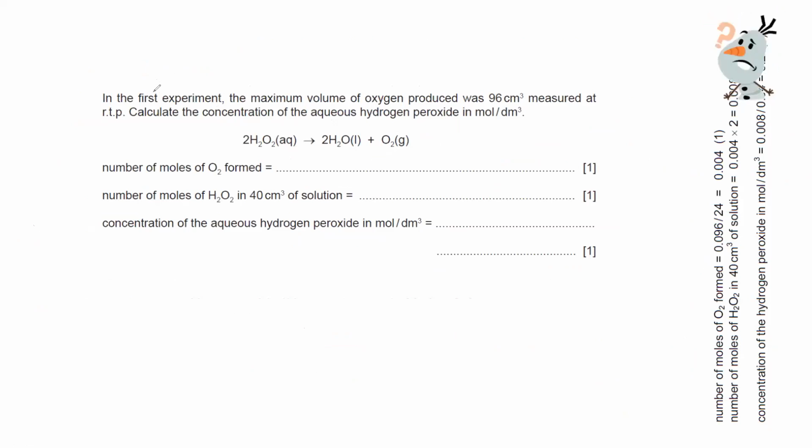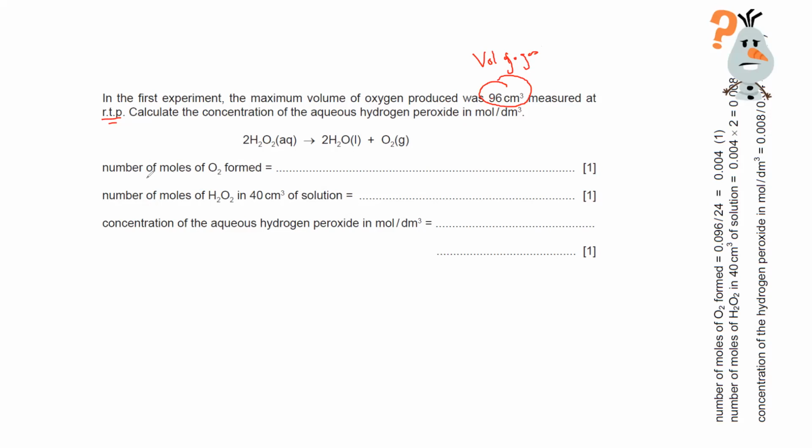Okay, in this question, in an experiment to find the maximum volume of oxygen, the maximum volume of oxygen produced is 96 cm³. That's the volume of the gas, which is measured at room temperature and pressure. We have to calculate the concentration of the hydrogen peroxide solution which is used.